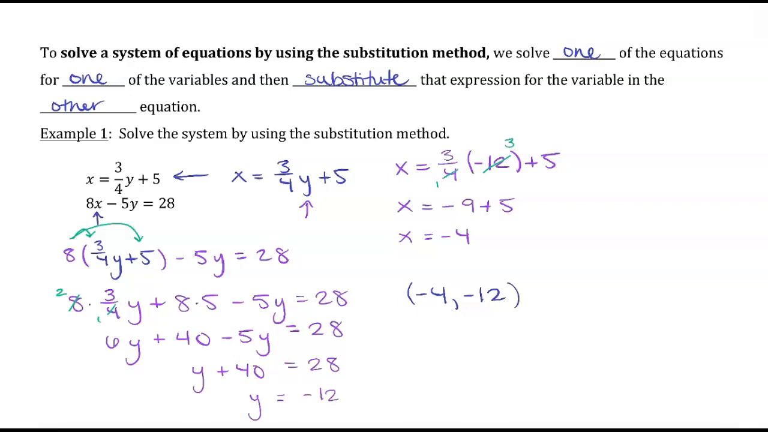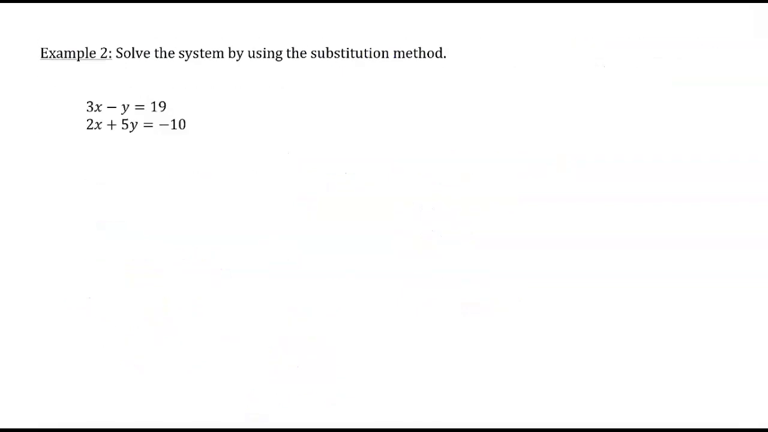Let's look at example 2. In example 2, we are going to again use the substitution method, but notice that we will have one extra step. In example 1, we already had an equation that was solved for one of the variables. This time we don't have that, so we will need to do that first.